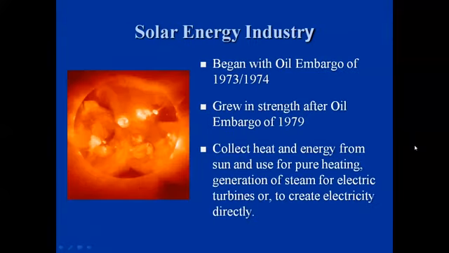Solar energy has been around for quite some time. The interest in it and the expansion of it really began with the oil embargo of 1973 and 1974, and then the second embargo in 1979 caused even more interest in it. The idea is to collect heat and energy from the sun and use it for things such as pure heating, generation of steam for electric turbines, or to actually create electricity directly, which would be the use of photovoltaic cells. In a lot of cases, it's used to heat water, even for space heating.